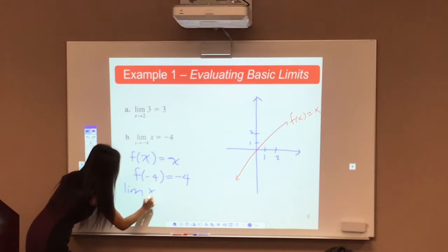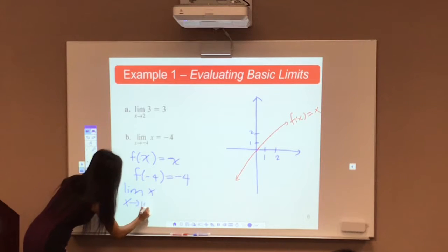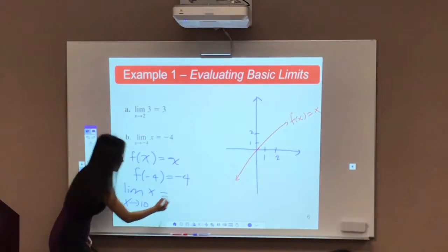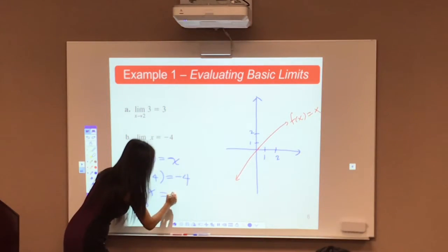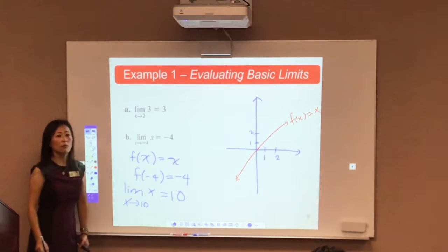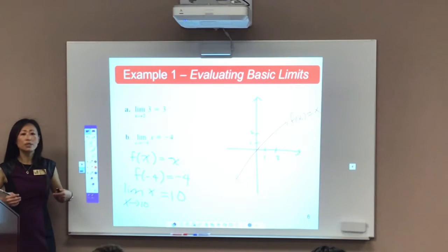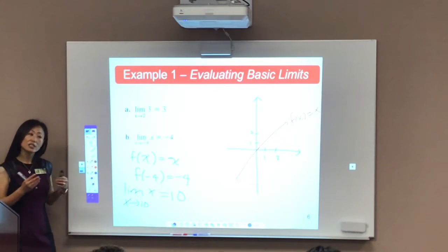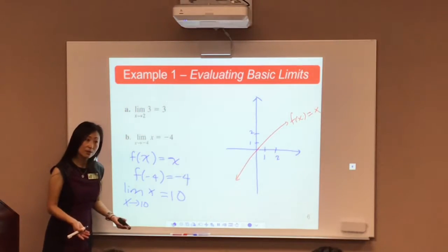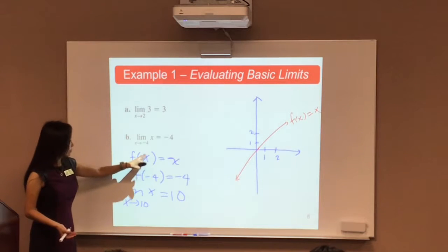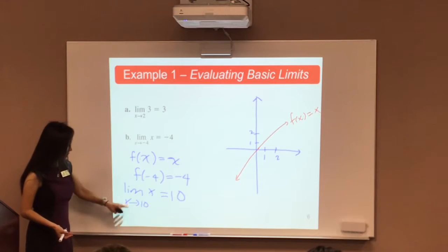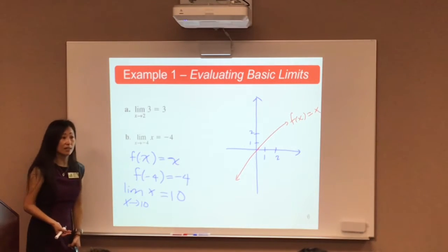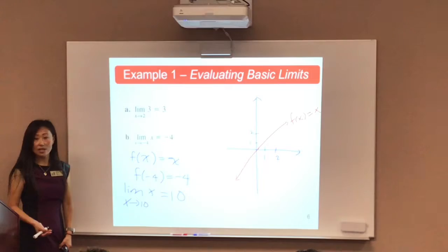So tell me about this then. What's my limit? Simply 10. Is everybody with me? So what am I doing? I'm simply evaluating. If it's a continuous function, you just plug in the number. X equals negative 4, so I'm plugging in negative 4. In this case, I'm plugging in x as 10. That's why I have a 10. Does it make sense to you, class?